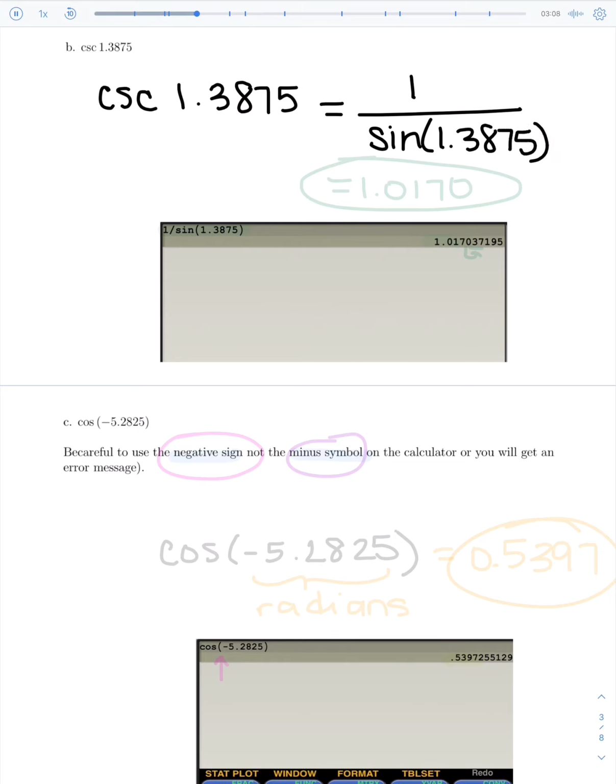If we use our calculator again, making sure you're in radian mode, because if they don't tell you, we have to assume it's in radian mode, we will get the following. We plugged in 1 divided by sine of 1.3875, and rounding to 4 decimal places, we get 1.0170. Because the 3 is 4 or less, we don't round up this time, and that will be our final answer.